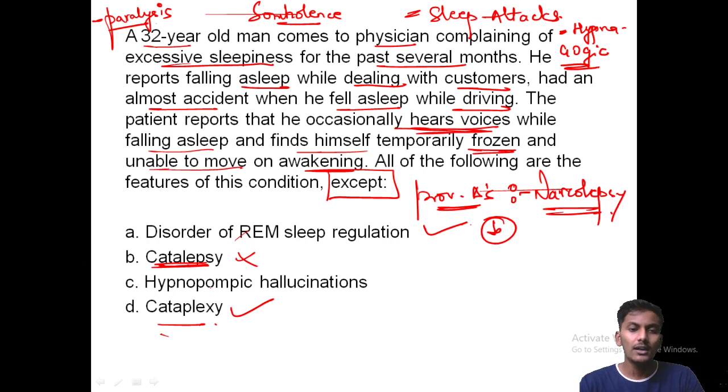Please remember this. And hypnopompic hallucinations are the hallucinations which the patient experiences while getting up from sleep, right? So please remember, the exception over here is catalepsy, which is not seen in narcolepsy. Usually we see cataplexy. Important.